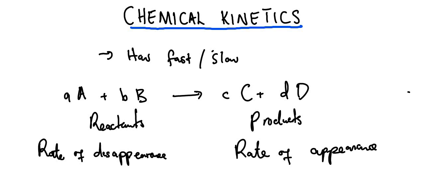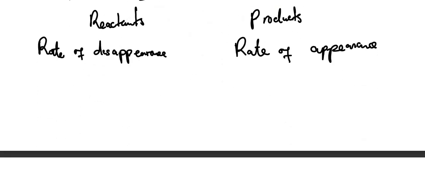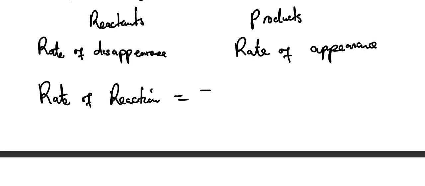So the speed, or rather the rate of a chemical reaction, whether slow or fast, can be measured in either direction. And when it comes to reactants, since it's the rate of disappearance, we're just going to say the rate of a reaction is equal to negative the change in the concentration of the first thing, which is A, over the change in time.